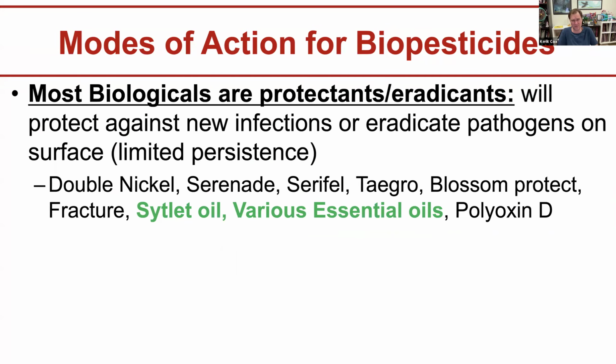For the most part, these things are protectants and eradicants. They only really protect against new infections or eradicate pathogens on the surface. And they're very limited in how long they're going to last. They're not going to last forever. And you might have seen some of these things: Double Nickel, Serenade, Serifel, Tegrow. A lot of these are microbial soup products. This is a yeast fracture. This is a protein from a plant called the lupin. Polyoxin D is more closely related to an actual antibiotic, but it's naturally produced.